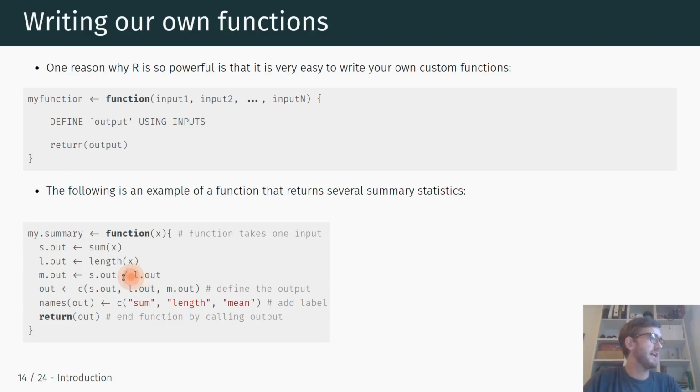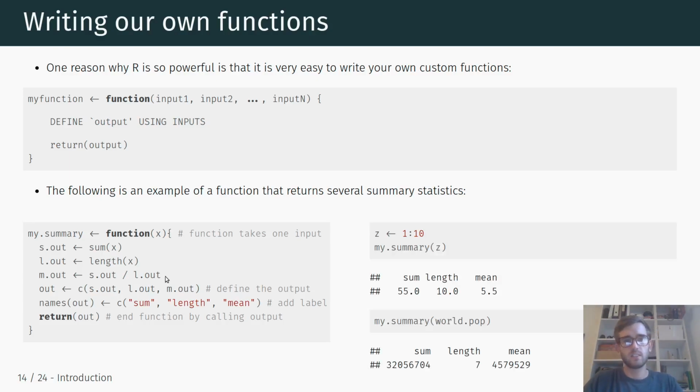Then we compute the average by just dividing the sum by the number of elements. And then we create a new vector called out, which contains the three objects that we just computed, s.out, l.out, and m.out. We can give those three objects names, sum, length, and mean. And then we return this in the end. And this is then what the function ultimately will return every time we call it. Okay. So here's an example of what this will look like.